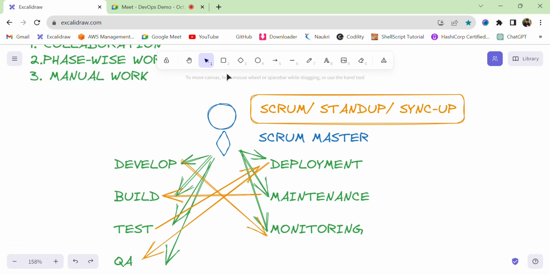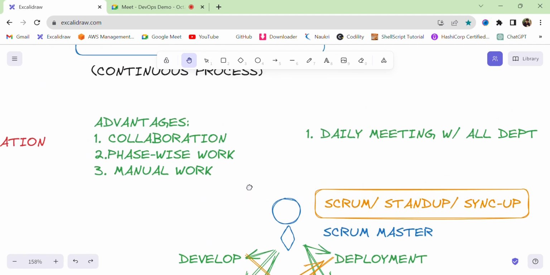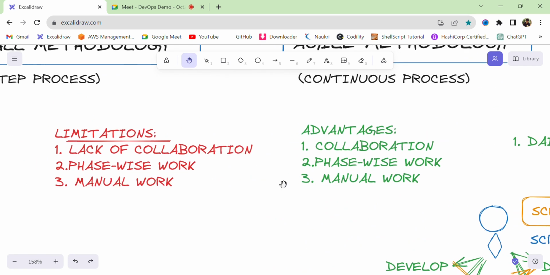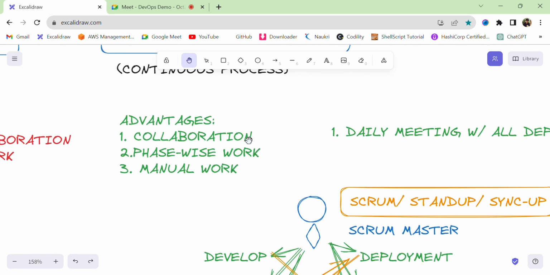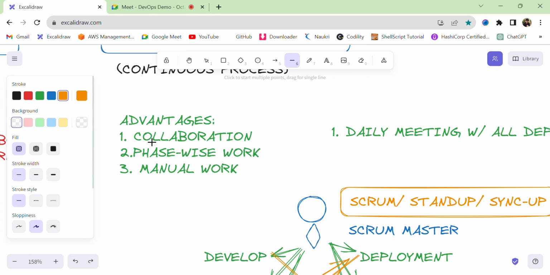Because of this agile methodology, the first limitation from the waterfall methodology, the lack of collaboration, was addressed. In agile, they started collaboration with the use of daily stand-up or daily sync-up meetings. These meetings were introduced, because of which inter-department collaboration started happening, and they had to attend this meeting on a daily basis.